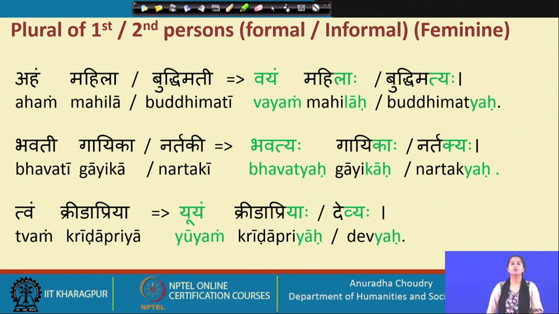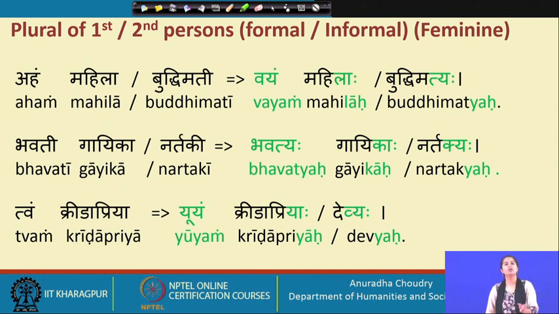And then we have tvam. So again, tvam doesn't vary with the gender. So tvam, female, will still remain yuyam. But the word it is associated with will indicate to you whether it is a feminine word or not. So we have tvam krida priya, a lady who loves sports. The plural will be yuyam krida priyaha.